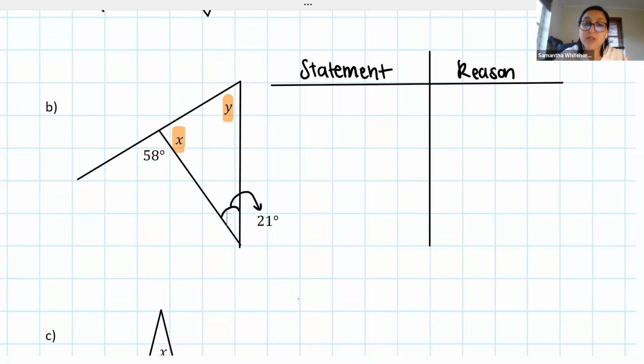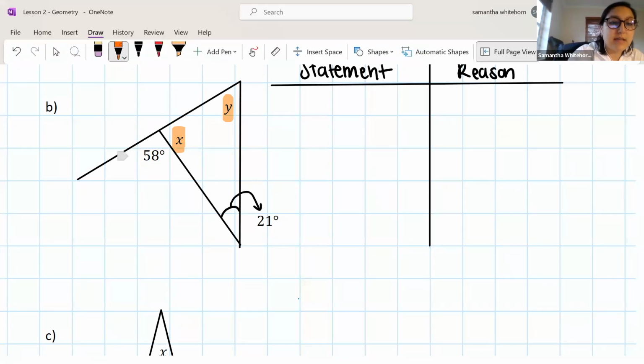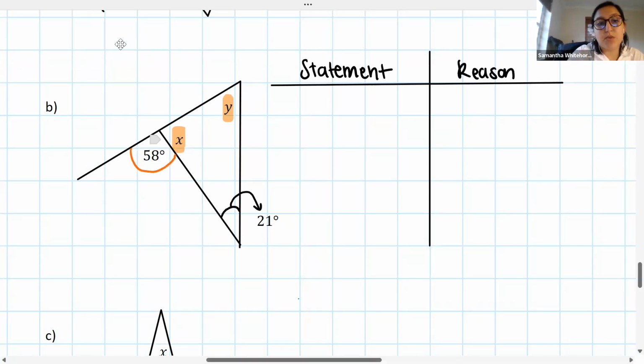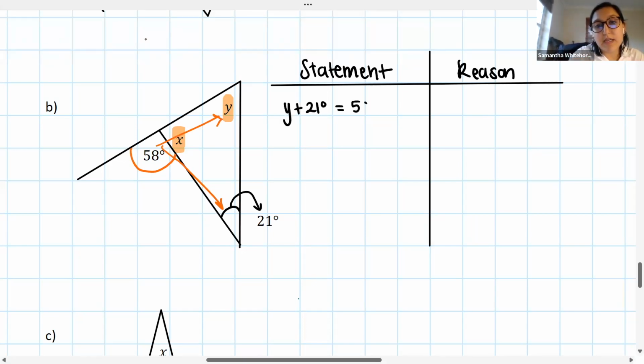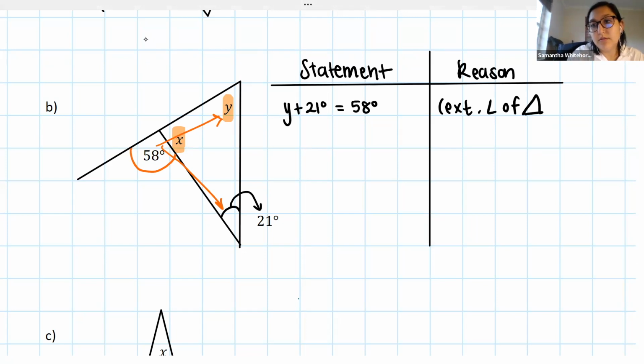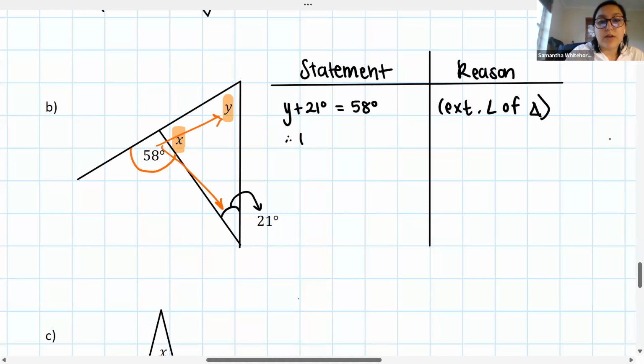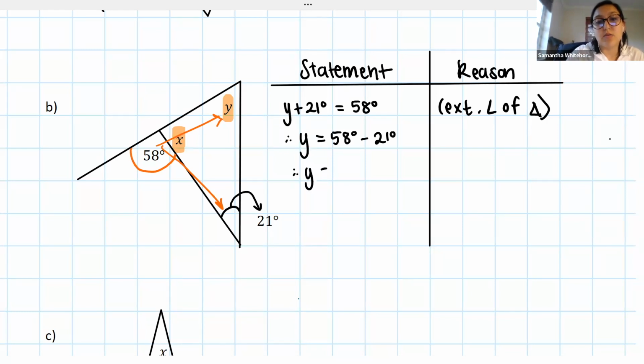Okay, let's see. So I'm going to start with Y just because, again, let's use the triangle reasons. So hopefully what we see here, guys, is that this angle 58 is an exterior angle to the triangle. So what that means is that Y plus 21 must equal 58. So Y plus the 21 degrees must equal 58 degrees because of exterior angles of a triangle. Again, you don't have to use this reason. I'll explain now in a second what other reasons you could have used. Okay. And so if we now use our inverse operations, Y is equal to 58 minus 21. And so Y is equal to 37 degrees.